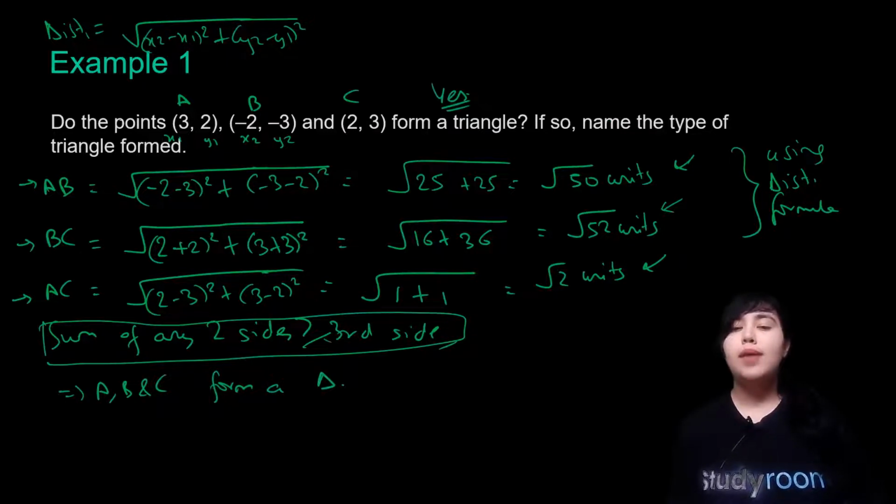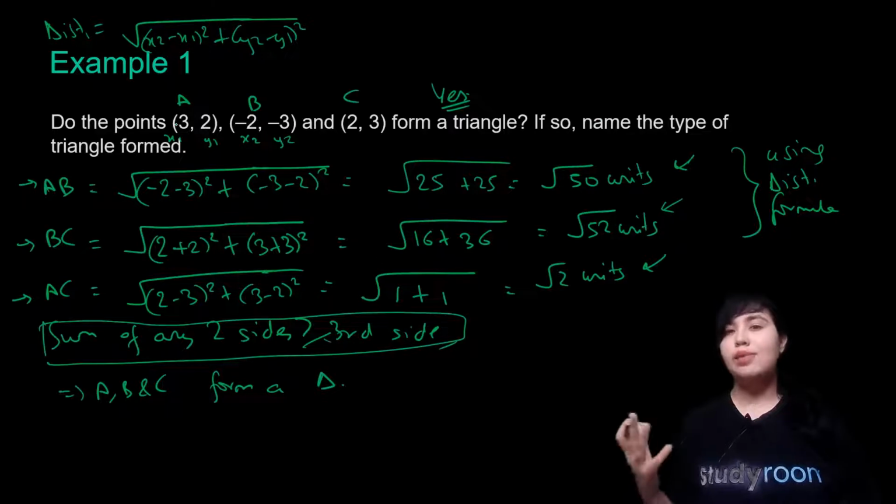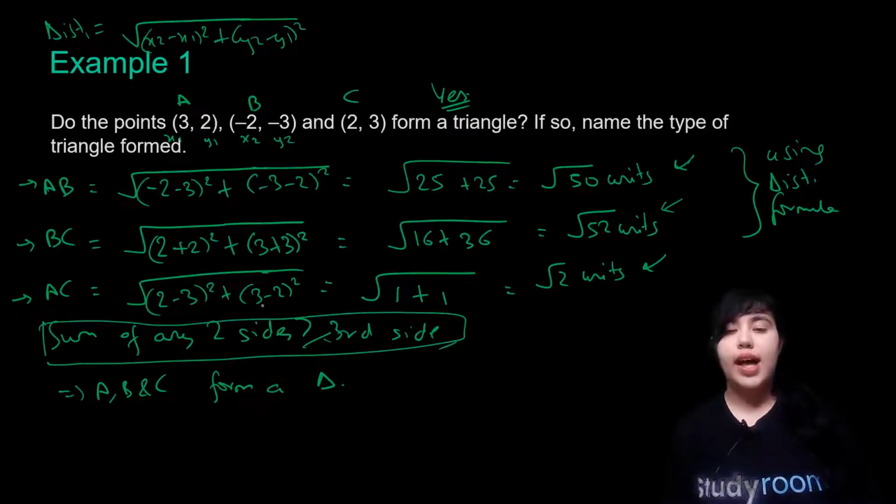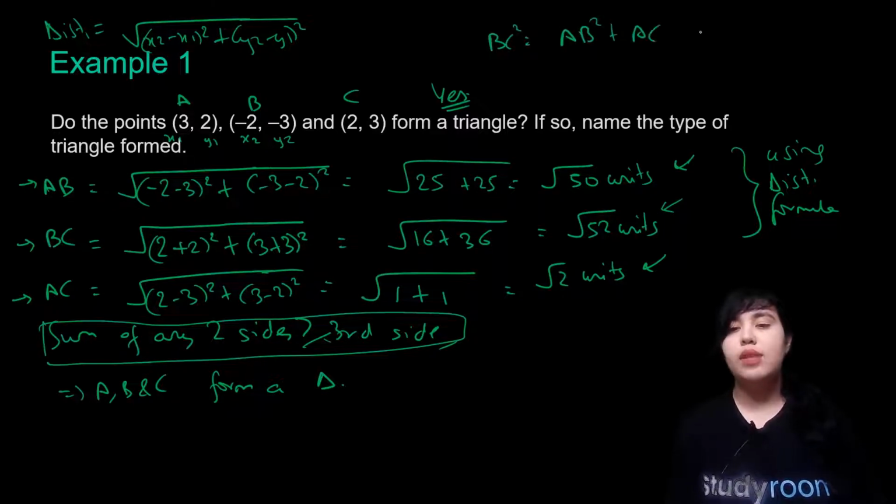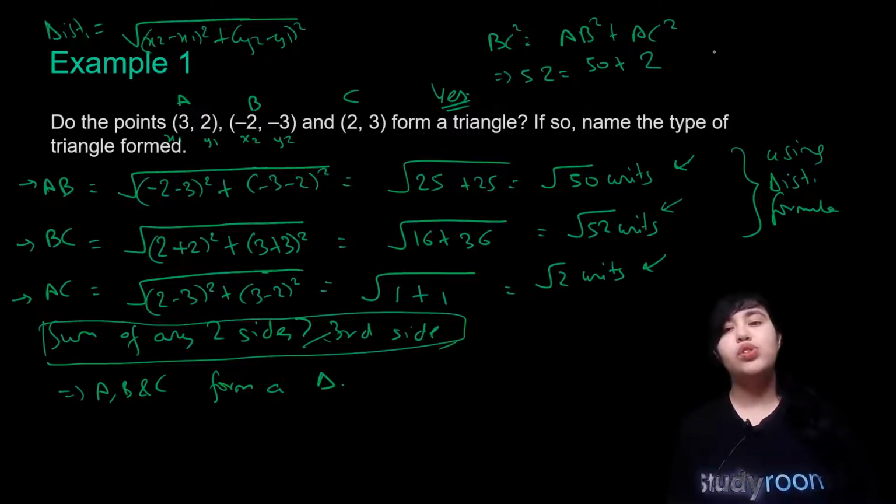If so, name the type of triangle formed. Now we have different types of triangles. We have isosceles, equilateral, scalene, right angle. Let's see which one is it. If you look at the distances alone, you'll get to know that your BC square is actually equal to AB square plus AC square. Tell me if you notice this. What is BC square? That is root 52 square, which is 52. AB square is root 50 square, which is 50. AC square is root 2 square, which is 2. 52 is equal to 50 plus 2, which is true. So this is a right angle triangle.